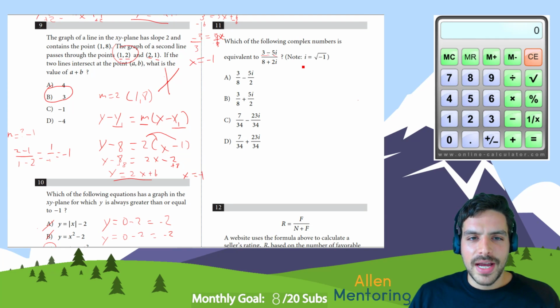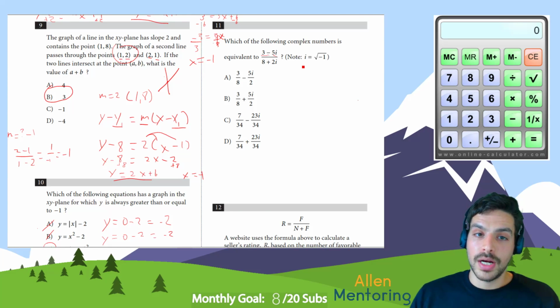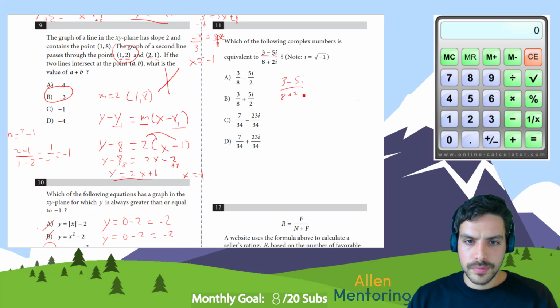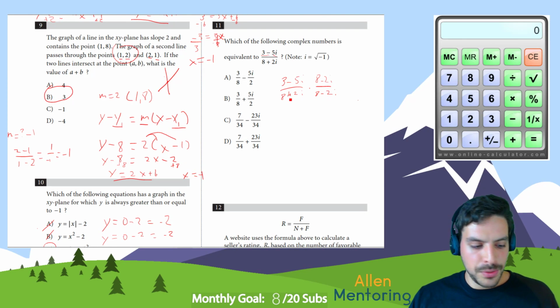So how am I going to find out which of these is equal to 3 minus 5i over 8 plus 2i? Okay, so to solve this, what we want to do, and I'm going to rewrite this here over 8 plus 2i, is multiply the numerator and denominator by 8 minus 2i. And when we're simplifying these complex numbers, why did I choose 8 minus 2i?